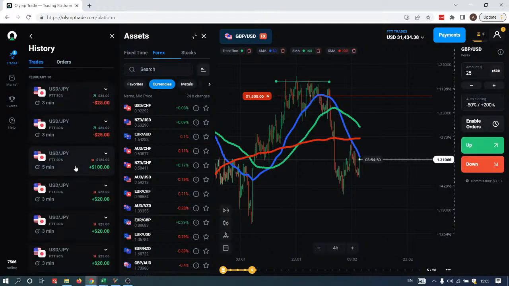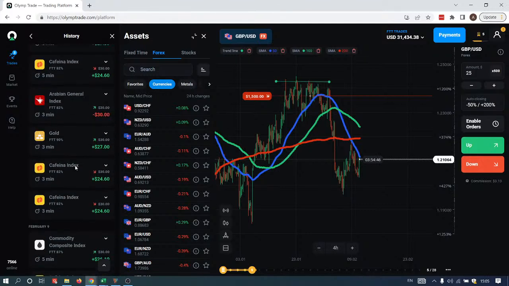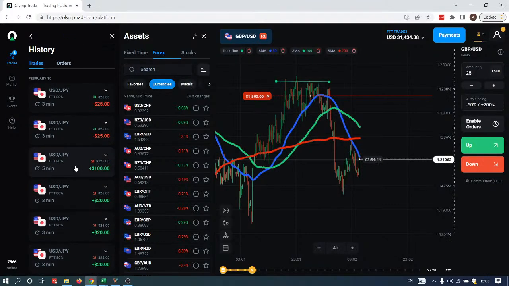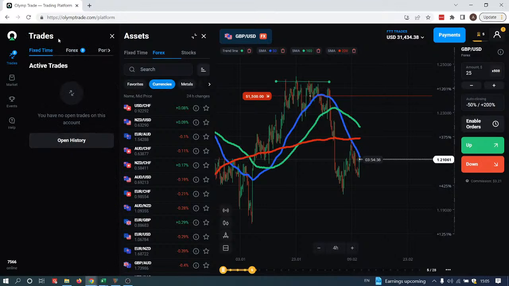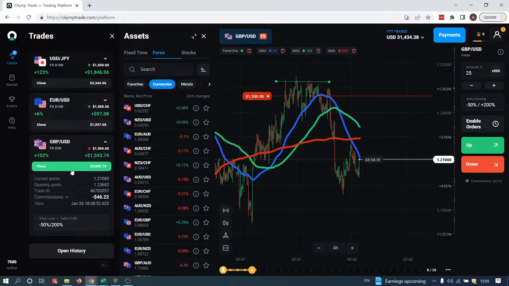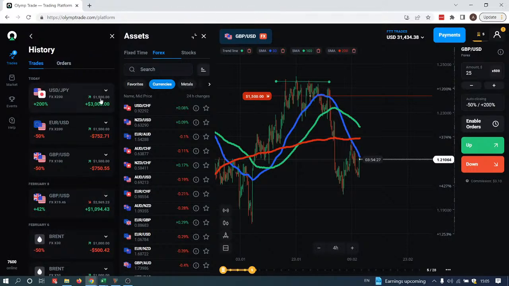So we have now the history of trades. You can see it here. We have a lot of green color lately, so that's very good. Orders are not as they were before. So active trades, forex trades are all here. I can open history, and I have some profitable trades, some losing trades.